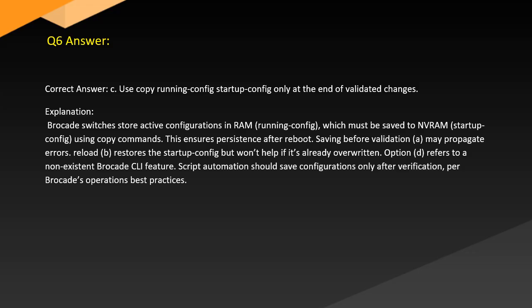Saving before validation, A, may propagate errors. Reload, B, restores the startup config but won't help if it's already overwritten. Option D refers to a non-existent Brocade CLI feature. Script automation should save configurations only after verification, per Brocade's operations best practices.